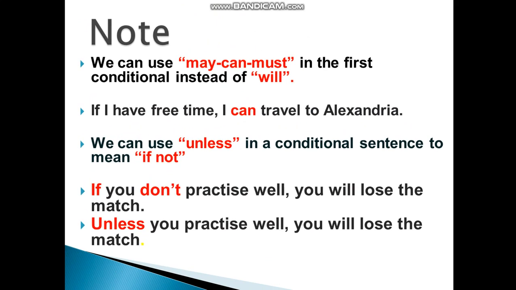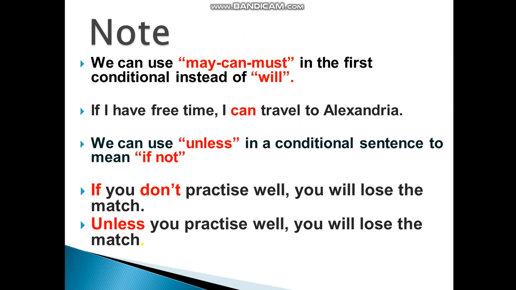But you have to know that we can use may, can, or must in the first conditional instead of will. That means I can change will easily with one of these 3 words: may, can, or must. For example, if I have free time, I can travel to Alexandria.